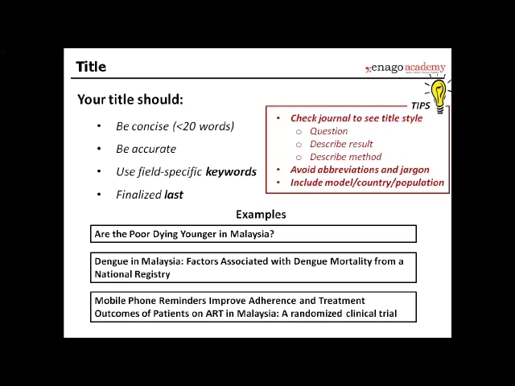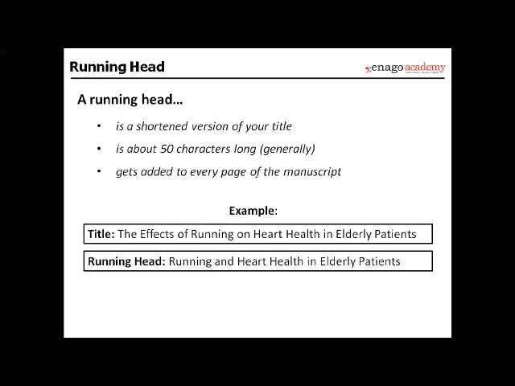Of course, the title and abstract are most likely to be the first elements of your paper a reader will see. But then there is something called a running head. So what is a running head? A running head is basically a shortened version of your title. And there are various style guides, for example, APA recommends that the running head be no longer than 50 characters, including spaces. Now, this running head gets added to every page of your manuscript.